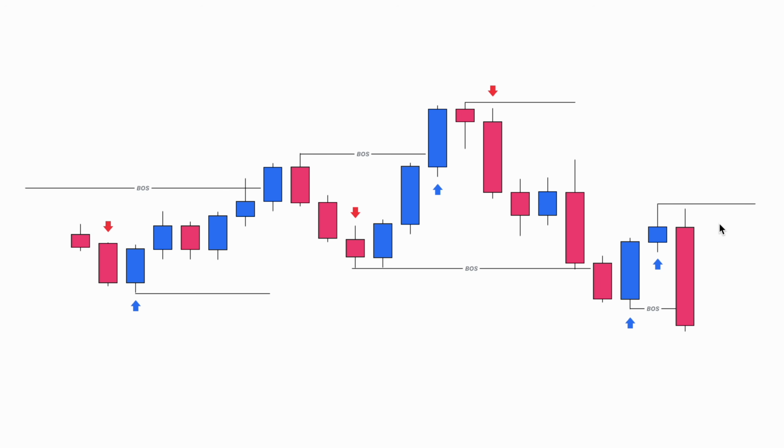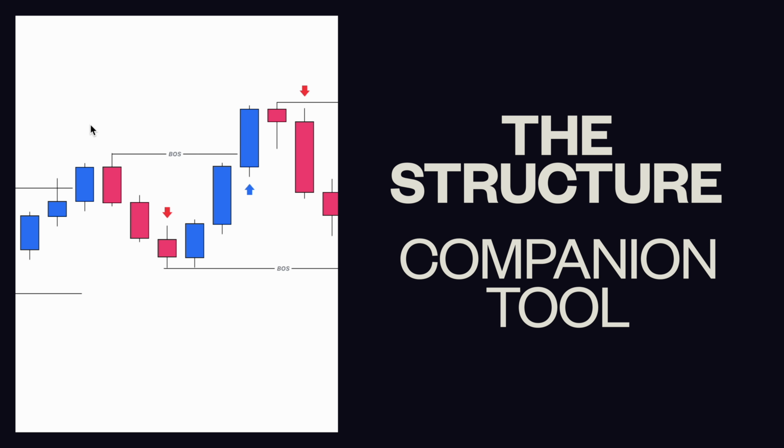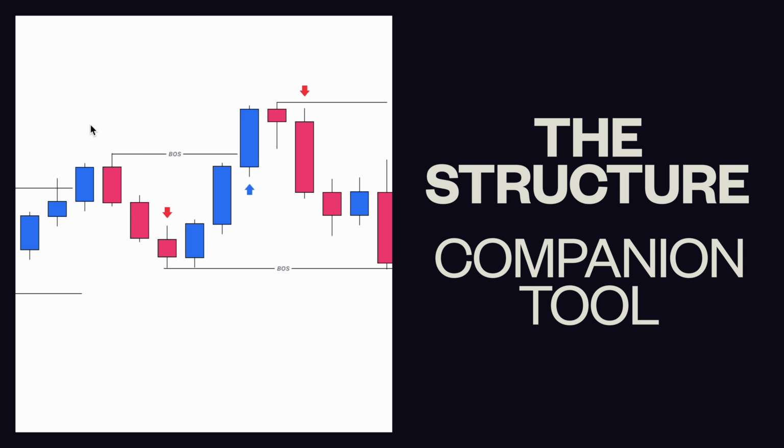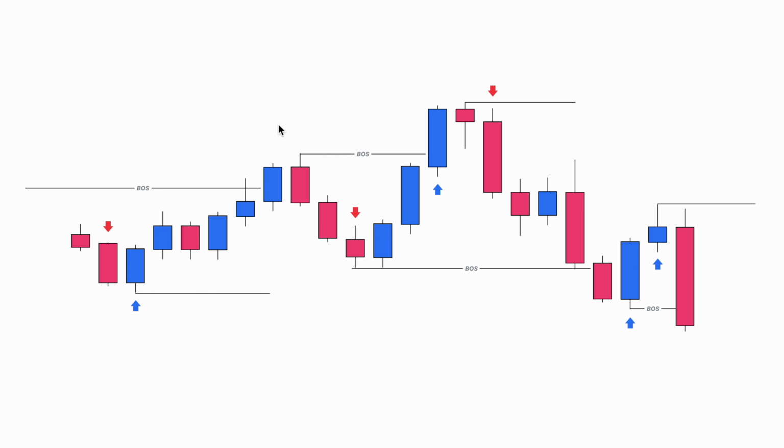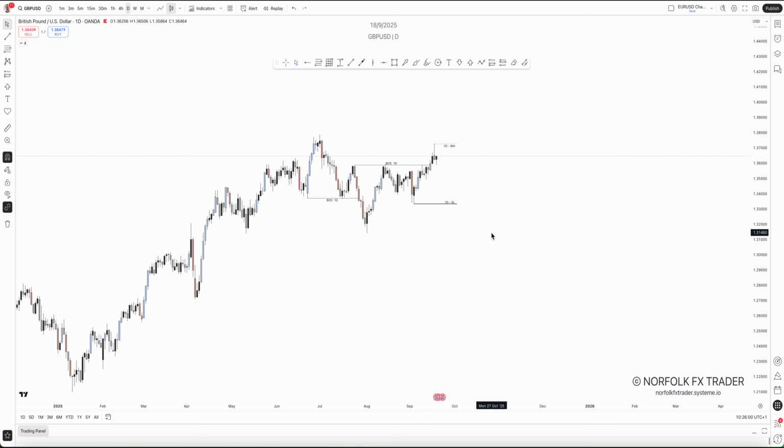struggle with this sometimes. So what we've done, we've created an indicator for TradingView called the companion trading tool, which will automate this for you completely, and it will mark every single break of structure, high and low, on your chart to make it much faster, give you more time to take your trades, and it frees you up for your trading. So let me introduce you to the structure companion tool.